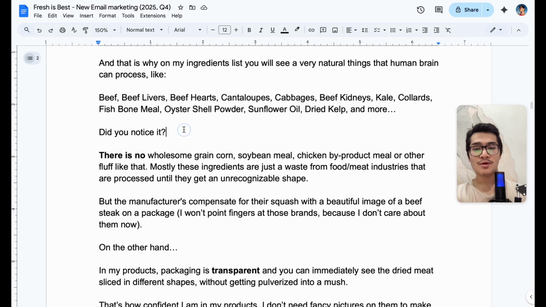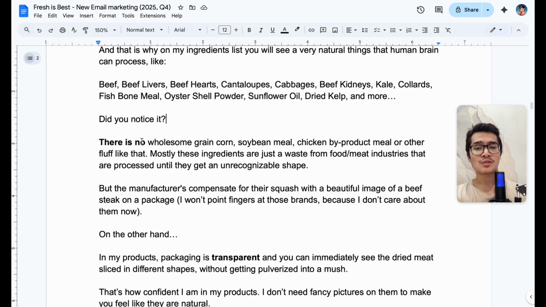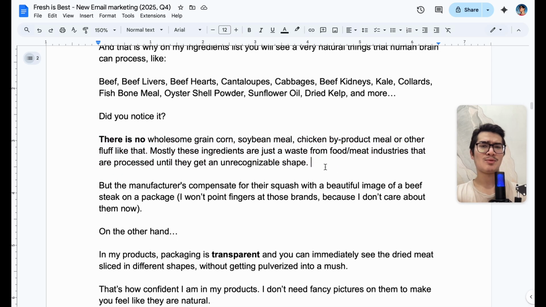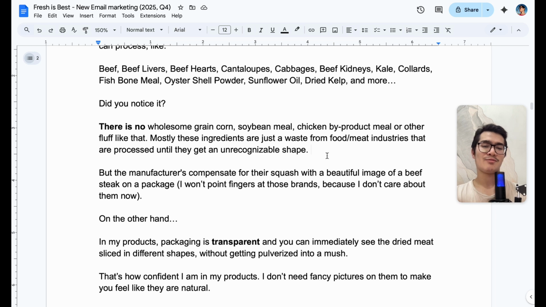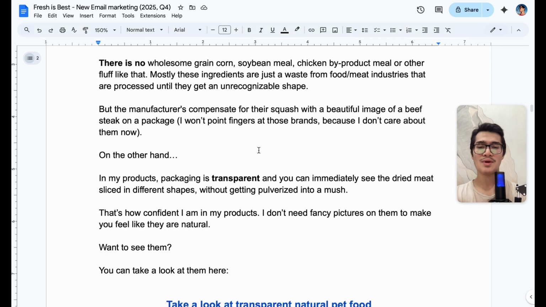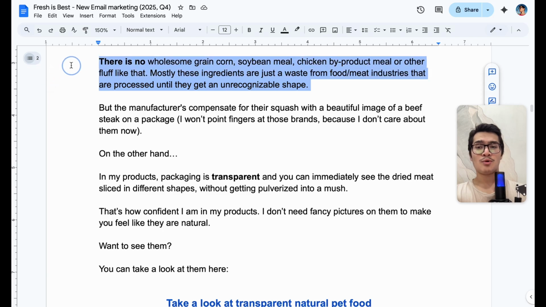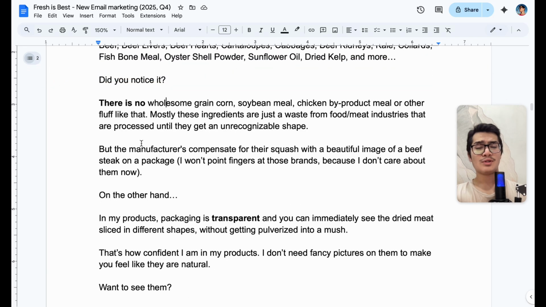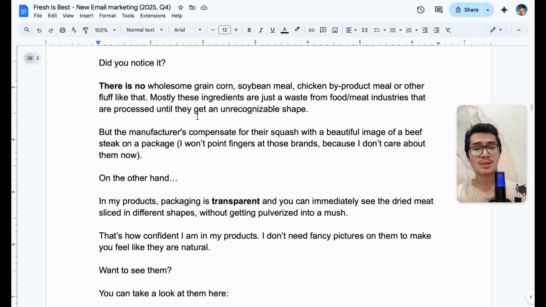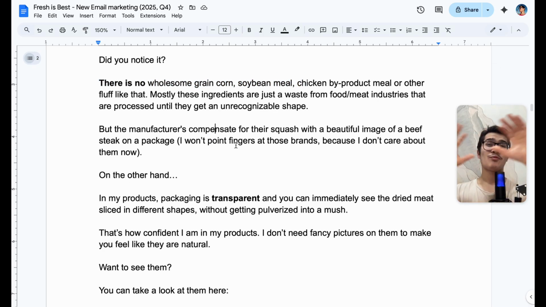And after that, did you notice it? Slow transition. There is no wholesome grain, like the very doubtful, kind of shady ingredients that people distrust and have heard a lot of bad things about, clearly pointing out that there is no such thing. But manufacturers, like others who are including this stuff, are compensating with those flashy, juicy steak meat images.